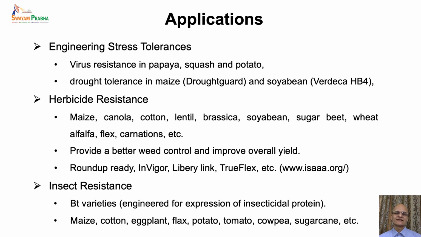Several insect-resistant plants have been produced, like Bt cotton and Bt maize, which are grown on a large scale. Similarly, other crops like Bt brinjal or eggplant, flax, potato, tomato, coffee, etc. have also been engineered with insect resistance and are in the process of approval.